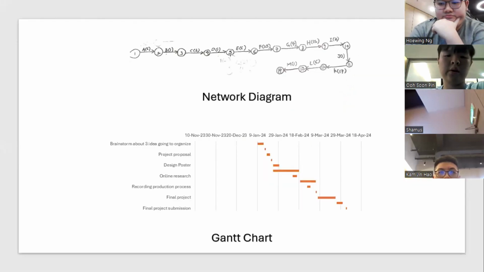Okay, so this one is our Gantt chart for the whole event.